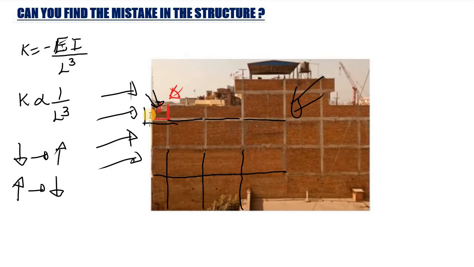So if we get rid of this column, we are going to reduce the stiffness of this part. So it's going to help the structure to perform better during an earthquake. But sometimes you have limits of the cantilever beam.